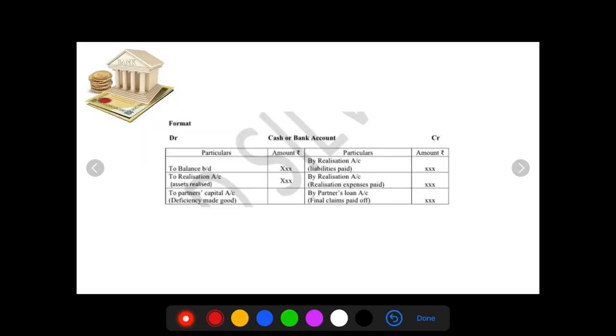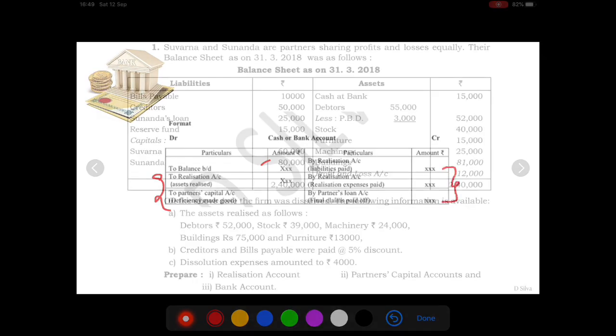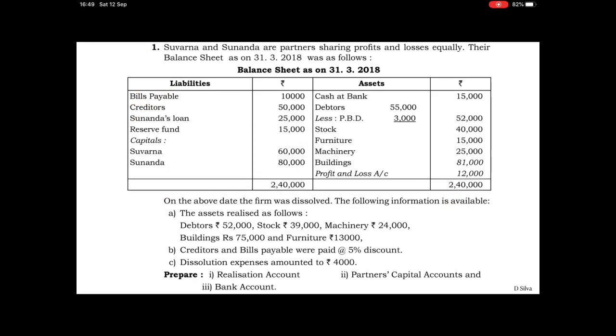Preparation of cash or bank account. From the balance sheet, we will bring down the value of cash or bank in this account. Followed by, you need to go through the realization account and partners capital account to complete the procedure of cash or bank. Now to this very first solution under dissolution of partnership firm.